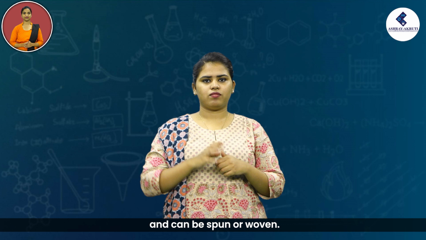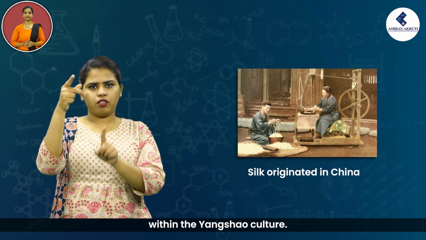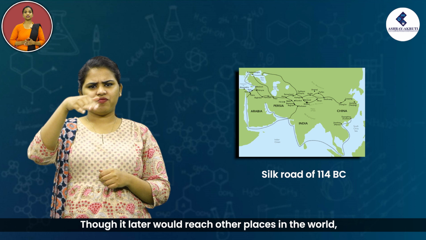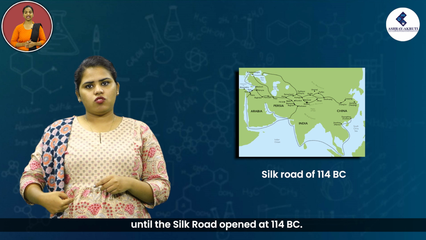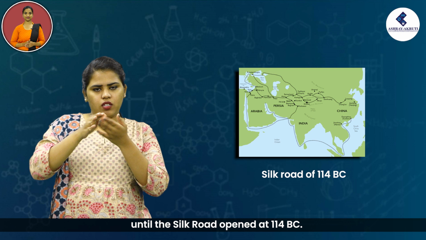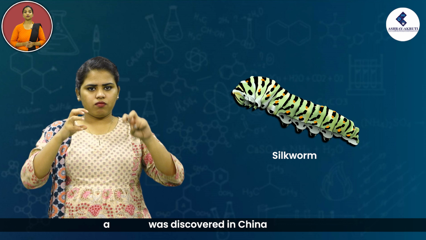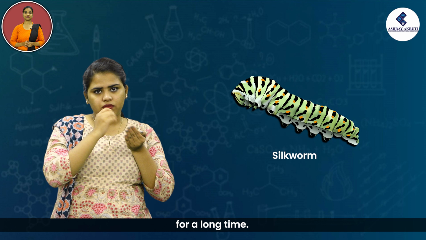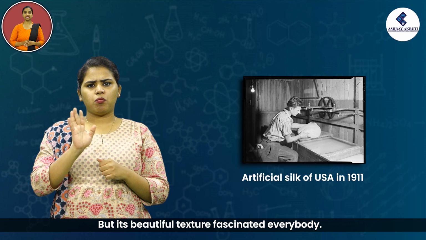The production of silk originated in China before 5,000 years ago within the Yangshuo culture. Though it later would reach other places in the world, the art of silk production remained confined to China until the Silk Road opened at 114 BC. Silk fiber obtained from the silkworm was discovered in China and was kept as a closely guarded secret for a long time. Fabric obtained from silk fiber was very costly, but its beautiful texture fascinated everybody.